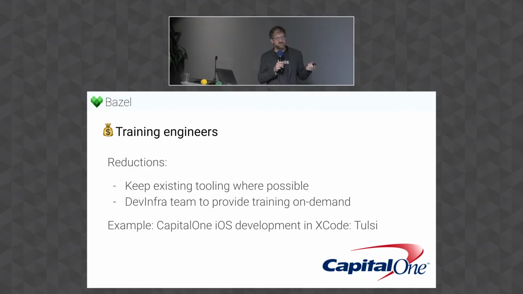So one, as Greg mentioned, we want to try to keep things the same, and that includes the developer's interface to the build system. As much as possible, we want to keep it the same. So an example here, I got to go visit Capital One. They're working on migrating iOS development, and the iOS developers are used to being in Xcode, and so they spent some time with Tulsi, which is a project to generate your Xcode configuration from Bazel, and they're working through some improvements there to make the Xcode development experience not degraded by the fact that Bazel is also present.